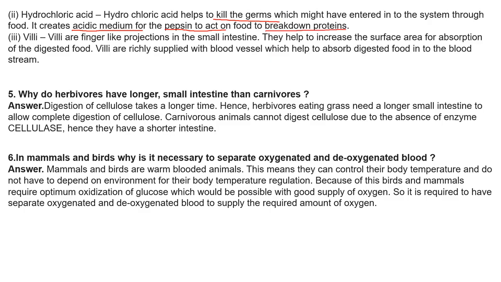Next is villi. Villi are finger-like projections in the small intestine. It is a projection like this, and with the shape you can make out that these finger-like projections are very important to increase the surface area. Why is it so important to increase the surface area? Because it will help in the absorption of digested food. The villi are also richly supplied with blood vessels. In the villi over here there are blood vessels, right?